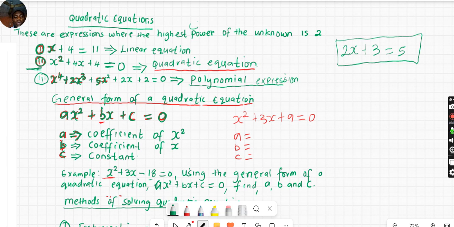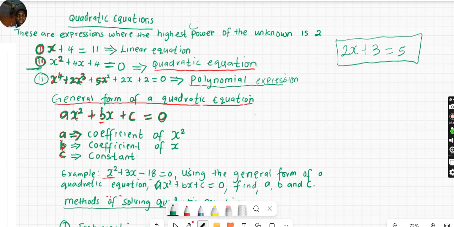So when you have a question like this, what should you do? First, you need to compare the question that's given to you to the general form of a quadratic equation. So let's write the general form of a quadratic equation by the side now.